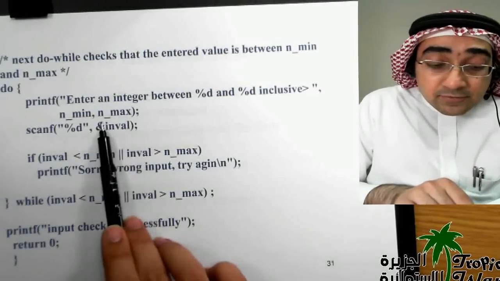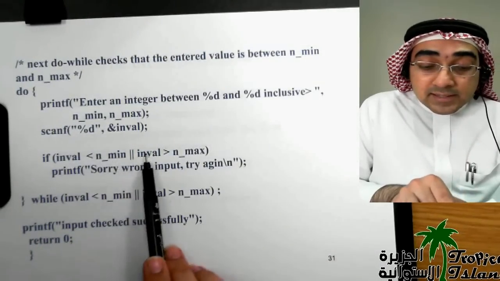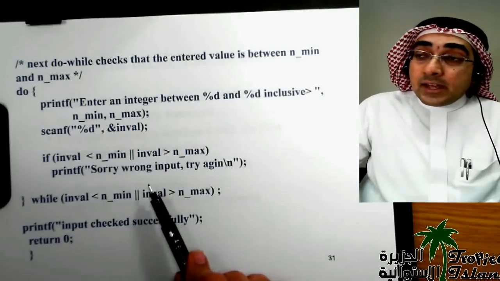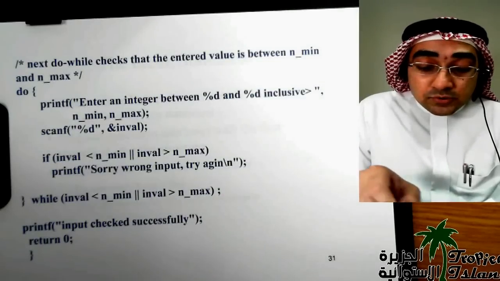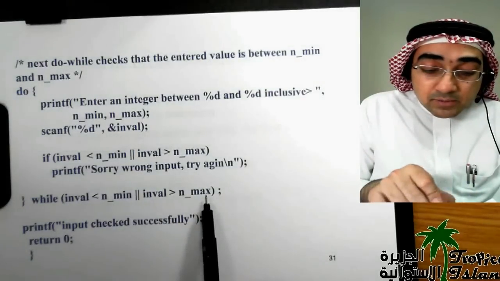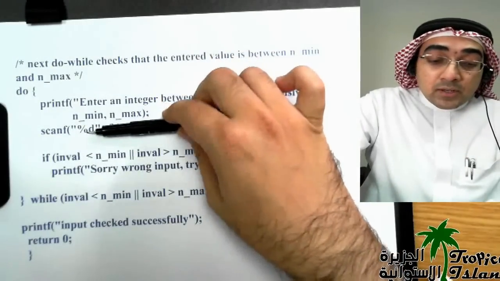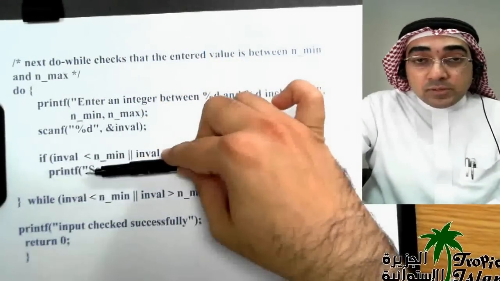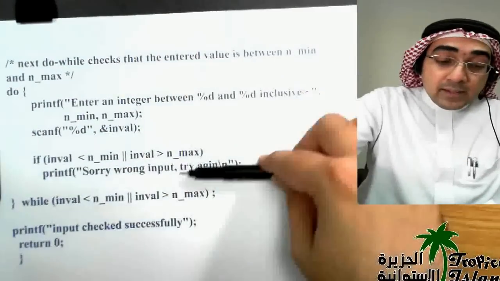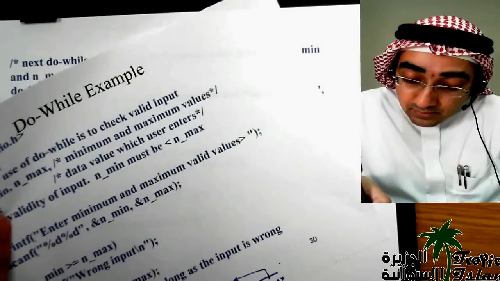So I say, the number that I read from the user in inValue, is inValue less than the minimum or inValue greater than the maximum? You say, sorry, wrong input, try again. Okay, so this is wrong. This cannot be true. You have to input a number that is within your range. If inValue is less than minimum or inValue greater than maximum, return to the do-while and ask him to enter another number. And then the user is going to enter another number. You're going to check if it's between the minimum and maximum. If it's not, you're going to print this, and this condition is going to be true. You're going to come back again, and loop over here until the user enters a number which is between the maximum and the minimum.